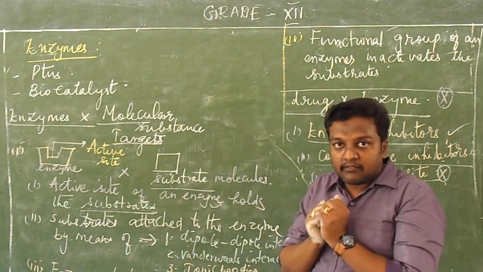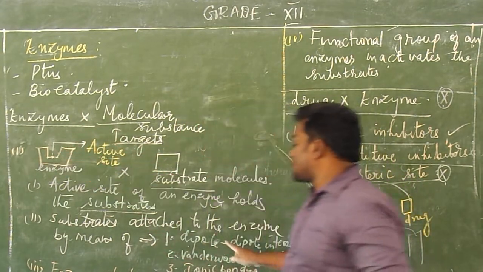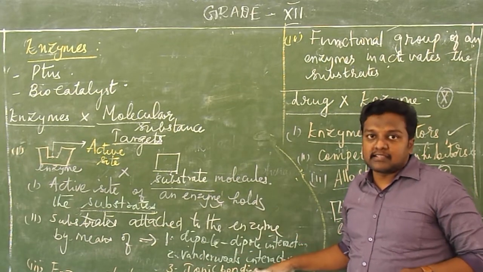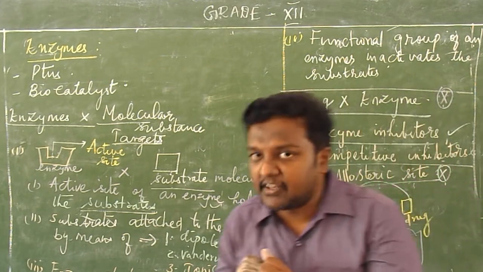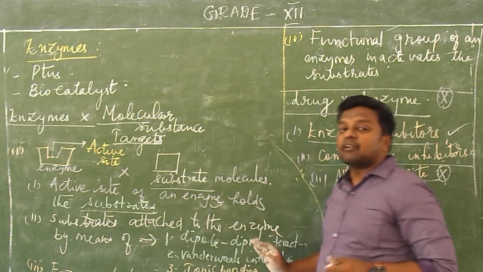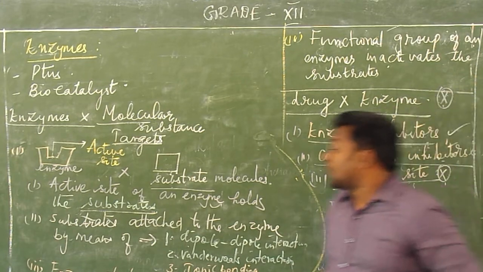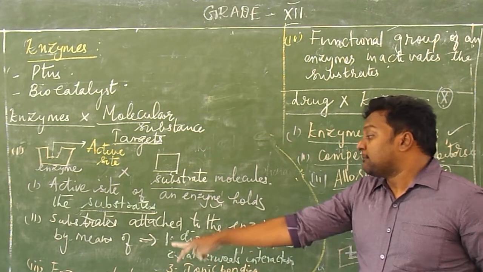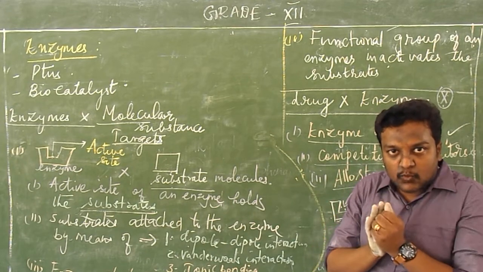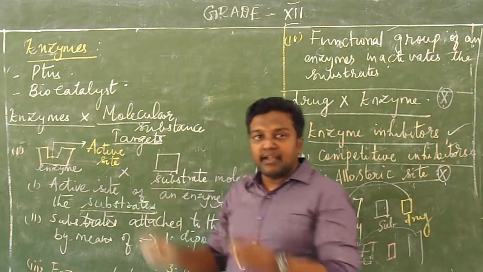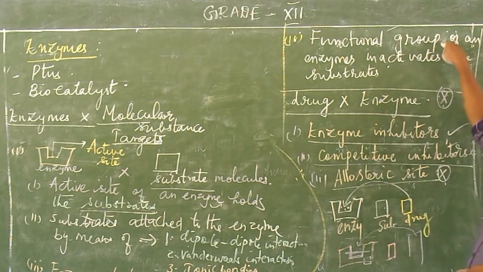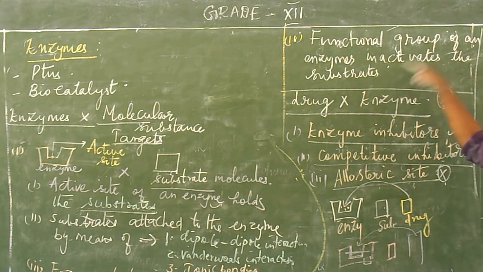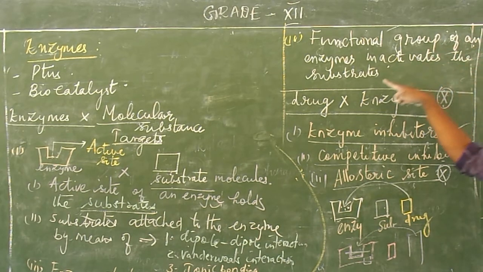Now the substrate should be held very firmly at the active site by means of either dipole-dipole interaction, van der Waals interaction, ionic bonding, or hydrogen bonding. Ionic bonding and hydrogen bonding are very strong bonds. Van der Waals bonding is a little weak or brittle bond. Third, once the substrate is attached to the active site of the enzyme, the enzyme immediately starts to secrete the functional group, which makes the enzyme act on the substrate. It reacts with the substrate molecules.